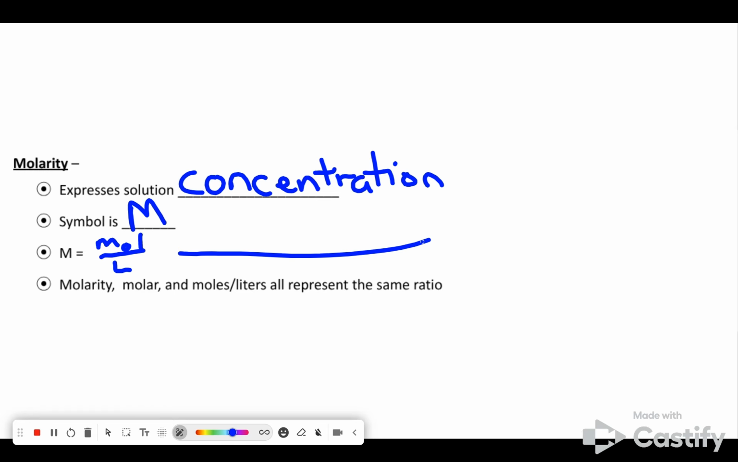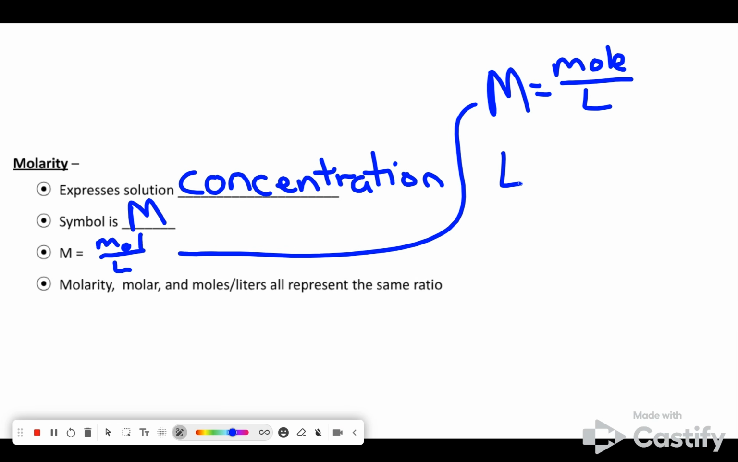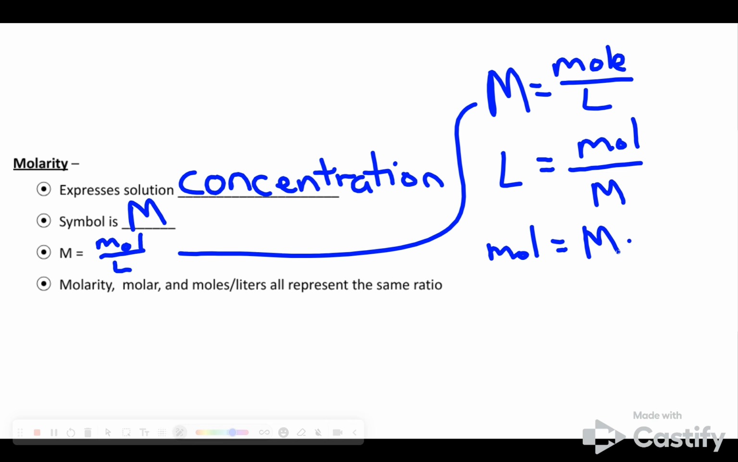Now this equation can be rewritten. We can have M is equal to moles over liters, but we can rearrange this so that liters is equal to moles divided by molarity, and then lastly you can have that moles is equal to molarity times liters. If I'm writing it on the screen, please make sure that you're writing it on your paper. Molarity can be called molar or moles per liter because they all represent the same ratio. So make sure you get this copied down.